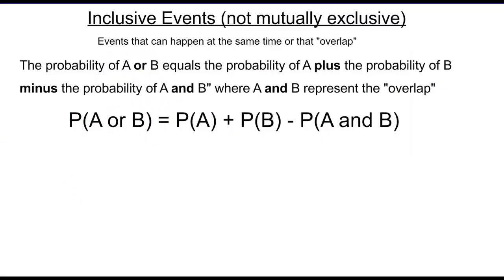Now, another type of probability is where we have inclusive events, which are not mutually exclusive. And these events can happen the same time where there's some kind of an overlap. So the probability that A or B equals the probability of A plus the probability of B, but we've doubled up since something's an overlap, so you have to subtract it out. So probability of A plus the probability of B minus the probability of A and B happening at the same time. Let's do a similar example.